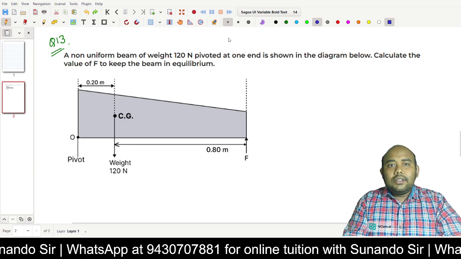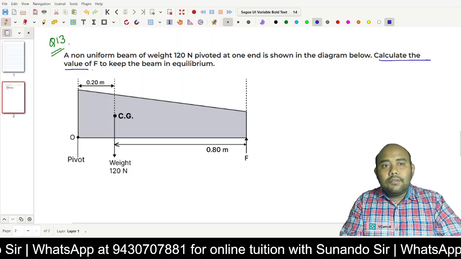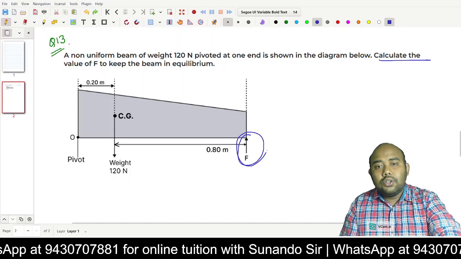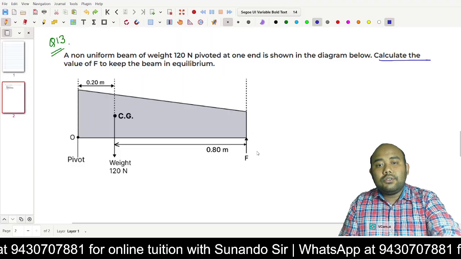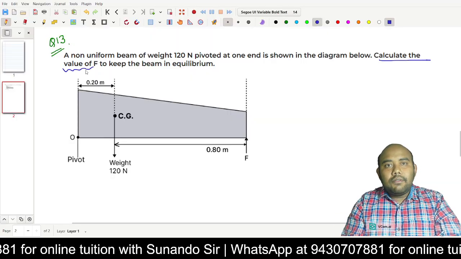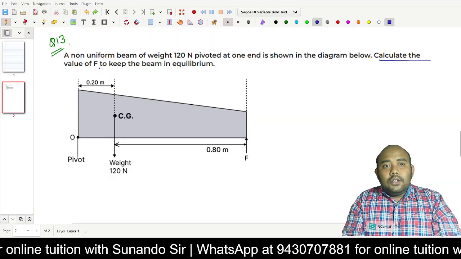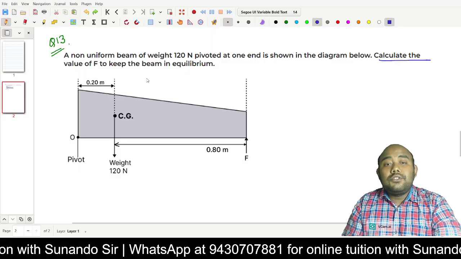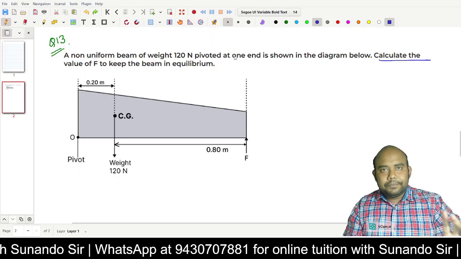Now the question is asking, calculate the value of F. F is a force, you can see here. The F has been shown with an upward pointing arrow, so F is acting vertically upwards. We need to find the magnitude of F to keep the beam in equilibrium. So what should be the force F so that the beam is in equilibrium?